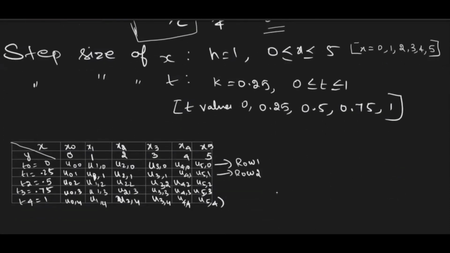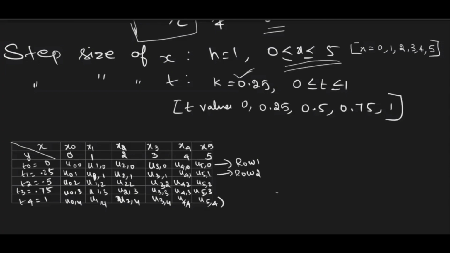So this they have given in the question, x varies from 0 to 5. So step size is 1, meaning you are starting from 0, 1, 2, 3, 4, 5. These are the x values. So now, just now we got k is equal to h by c. This is nothing but 0.25, and they have given t varies from 0 to 1, right?